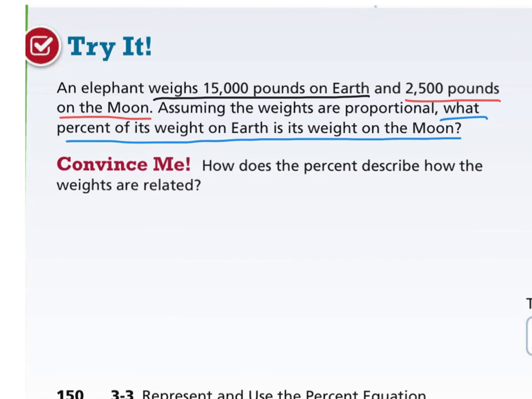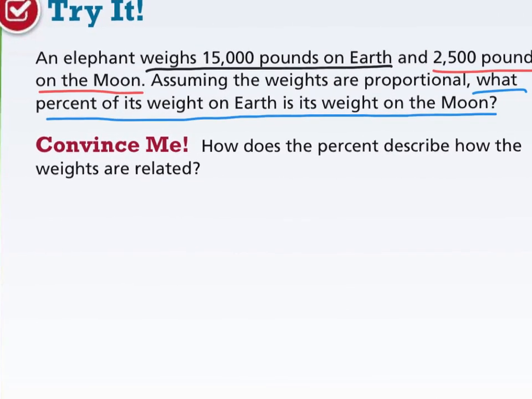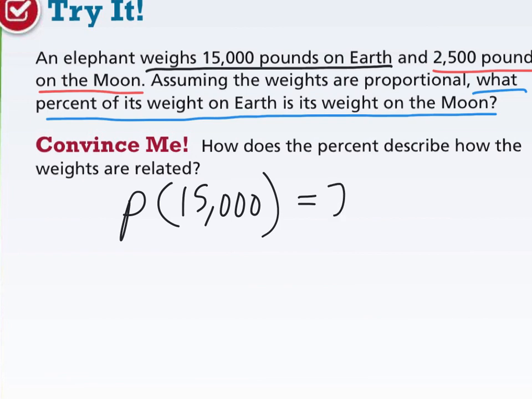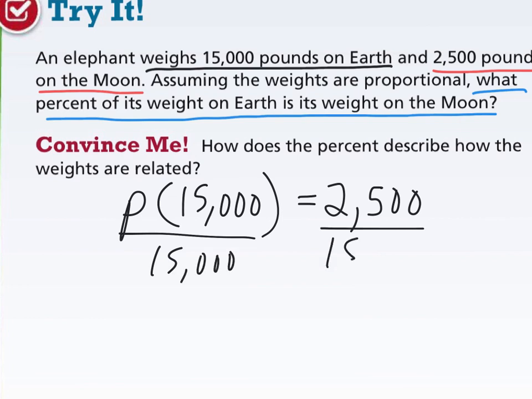So we're just going to take that question just like we did on the last one. We can create an equation out of that. It says what percent, that's what we're trying to find, so I'm just going to do P for percent. It says of, and then its weight on Earth, that's 15,000, is, so equals, its weight on the moon, which is 2,500 pounds. So once we get that set up, we can say the variable is being multiplied, so we can divide by 15,000 on both sides.